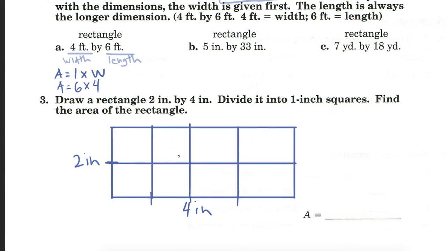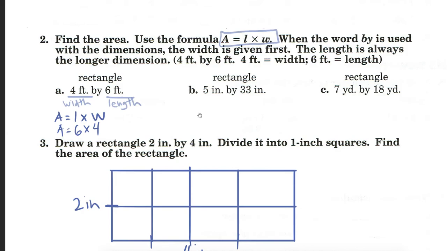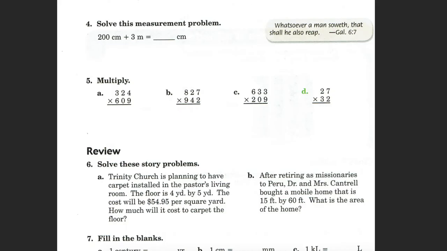And find the area of the rectangle. All right. So use the formula. Area for a rectangle is length times width. All right. Let's go to our next page.